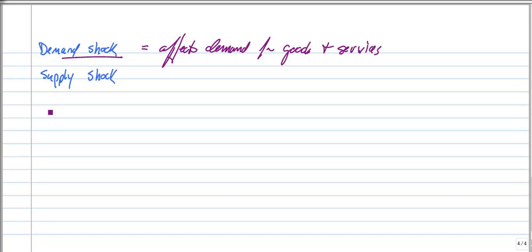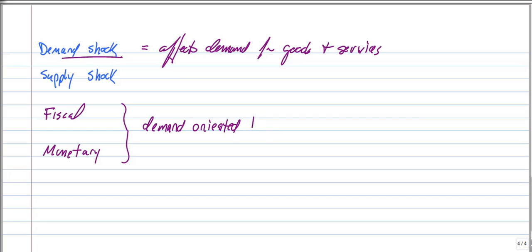Let's talk about fiscal policy and monetary policy. Now, both fiscal policy and monetary policy are referred to as demand-oriented tools. Demand-oriented tools. Now, you remember a little bit about fiscal policy, I bet. Fiscal policy is the responsibility of the government, Congress. Monetary policy is the responsibility of the Federal Reserve.